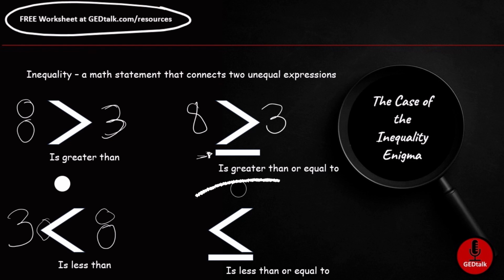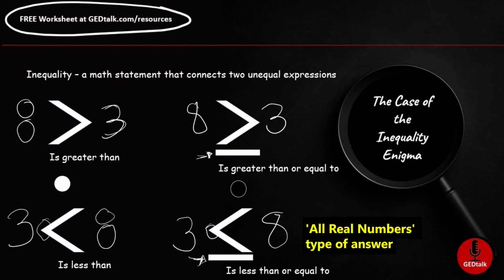Below it, same concept as what we saw on the left, but notice there is that line underneath it, which makes the saying is less than or equal to. Same concept, the arrow is pointing towards the lesser number, which is going to be 3, and the larger number is 8.